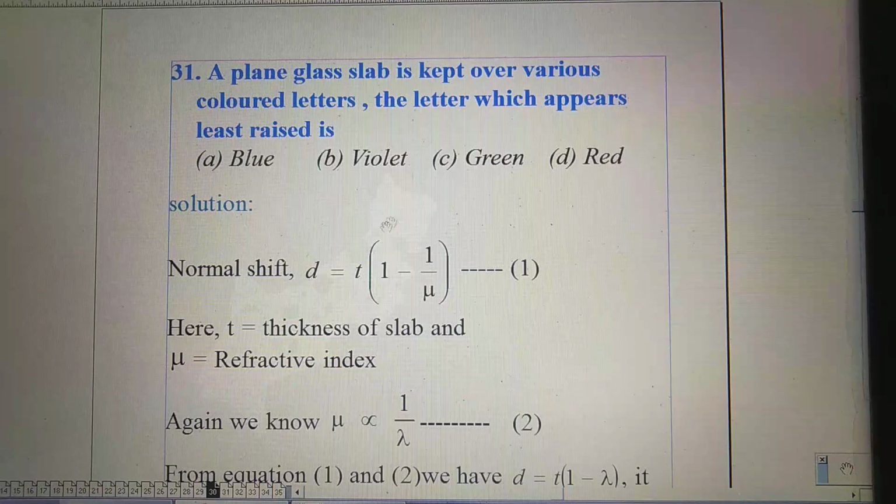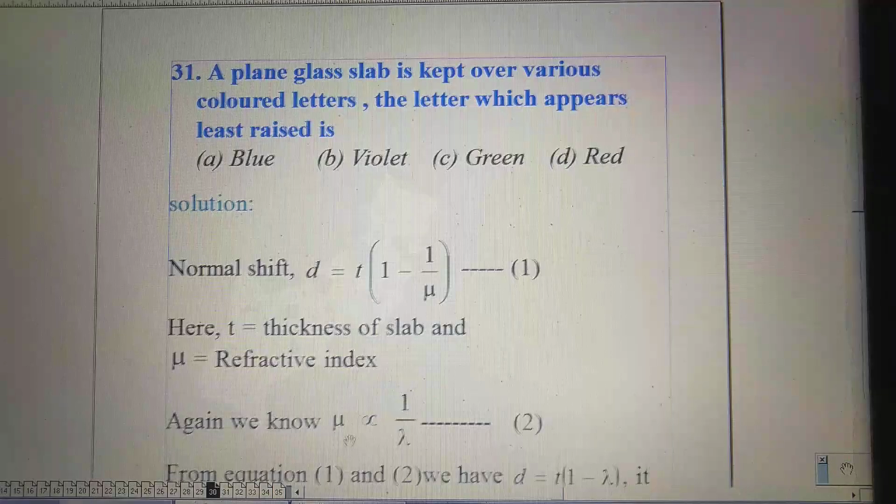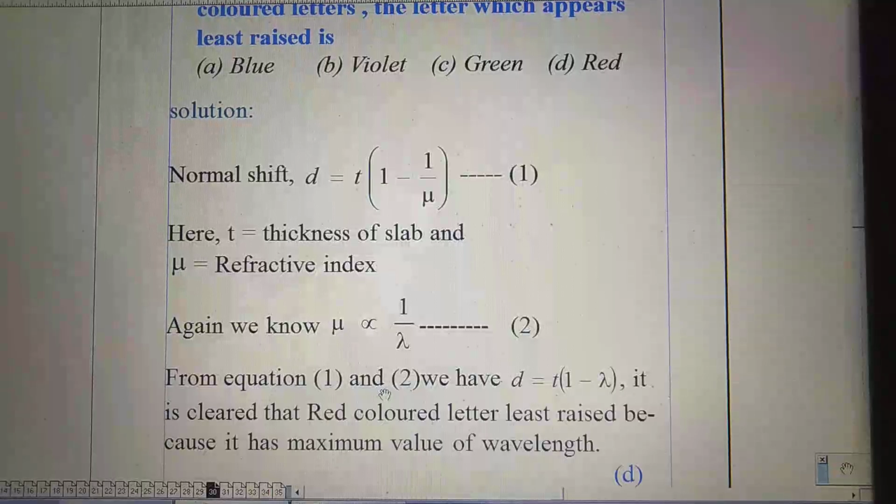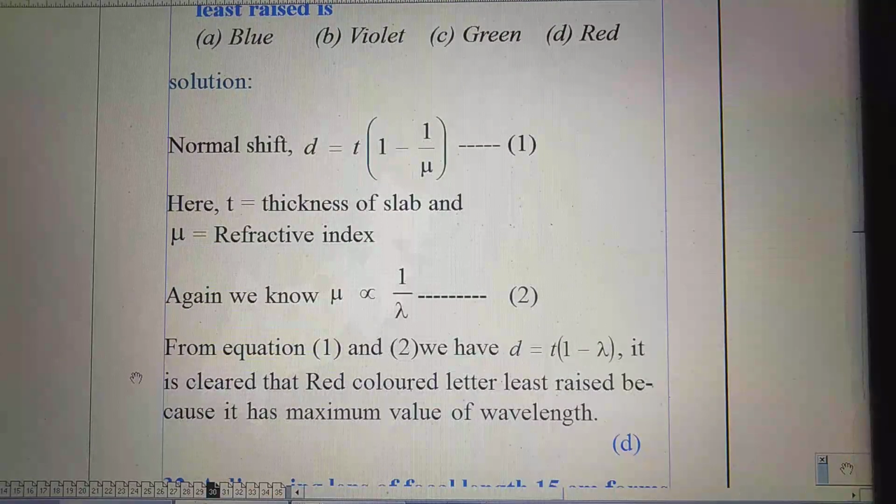For that we have to know the formula for normal shift. D equals T times (1 minus 1 by mu). Here T is the thickness of the slab and mu is the refractive index. Again, we know mu is proportional to 1 by lambda. From equations 1 and 2, we have D equals T into (1 minus lambda).